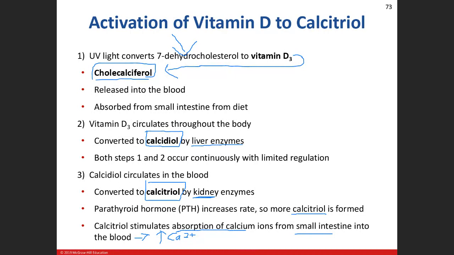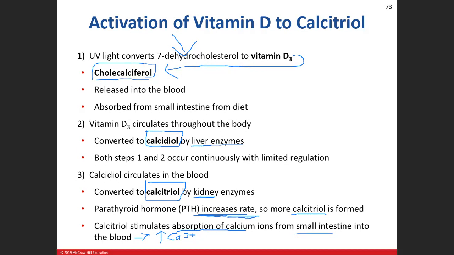All right, good so far? That's vitamin D. Now we're going to talk about parathyroid hormone. But keep in mind, parathyroid hormone increases the rate of calcitriol formation.